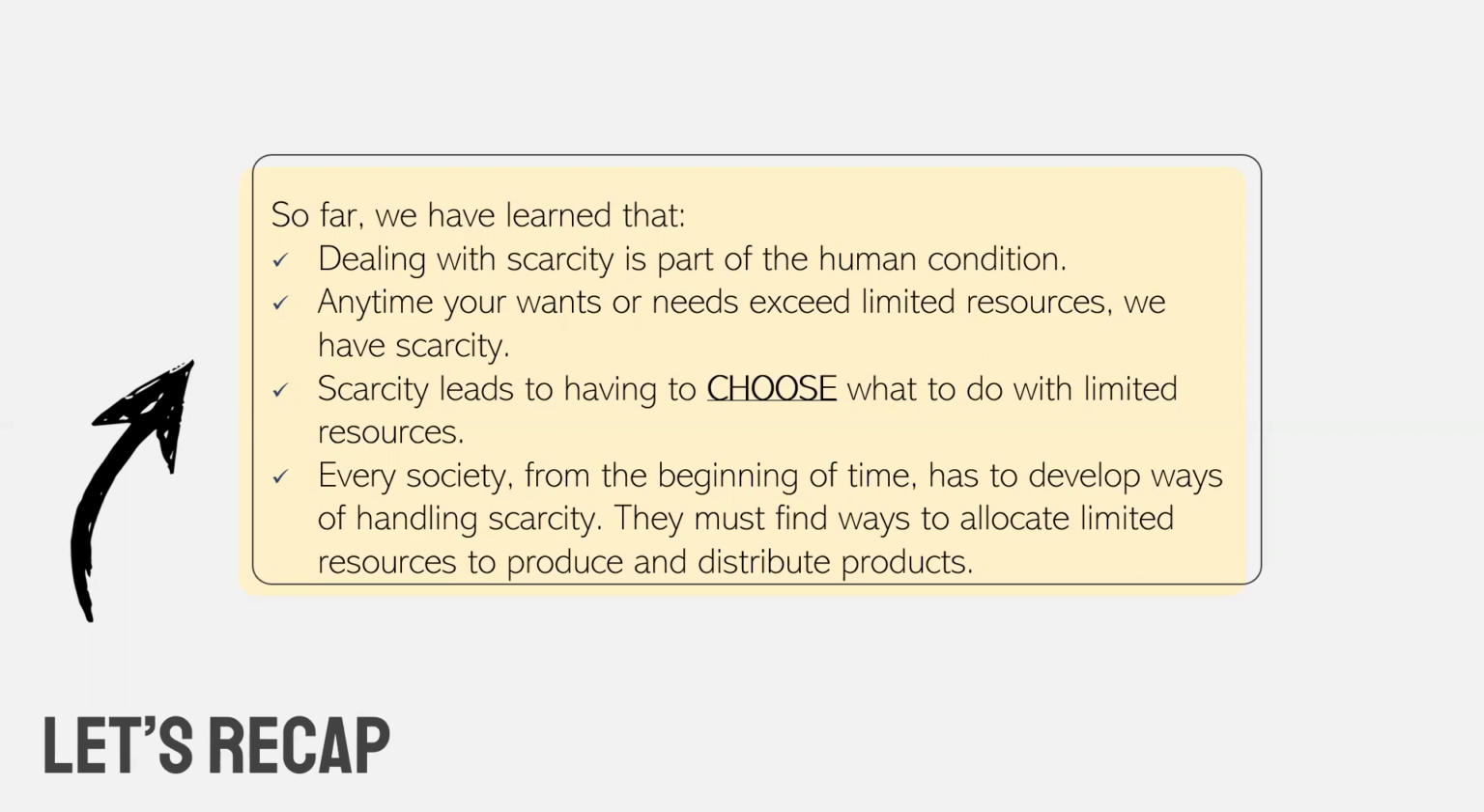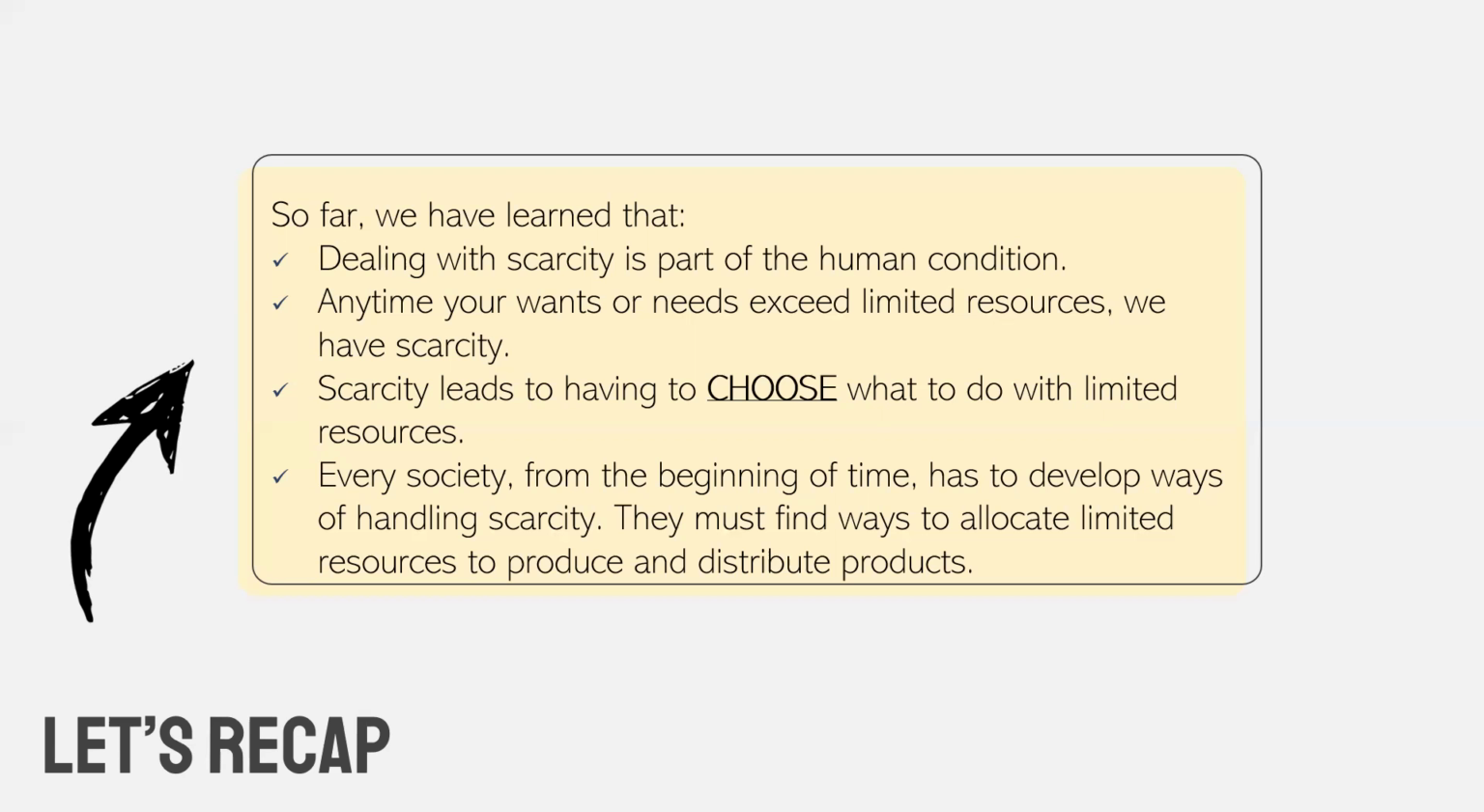This scarcity, point number three, leads us to having to choose what to do with limited resources. Remember, that's what we did with the PACED guide, to decide what is the best alternative in any problem or decision. And last but not least, what we saw in our class 2, Introduction to Economic Systems: every society from the beginning of time has to develop ways of handling scarcity. Every society, the Romans, the Greeks, the Egyptians, people in Nazi Germany, us here in Venezuela in 2021, every society has to develop ways of handling scarcity.